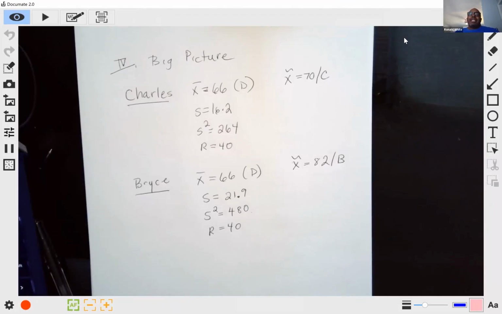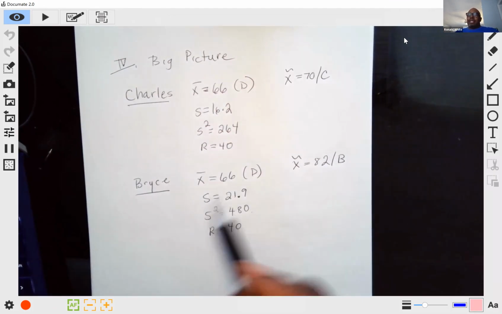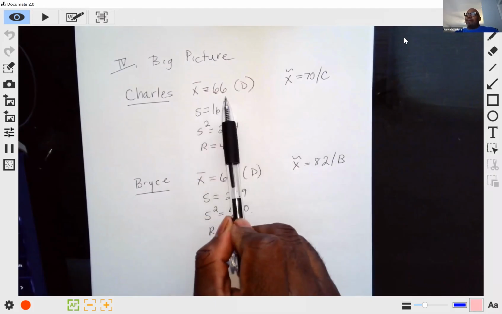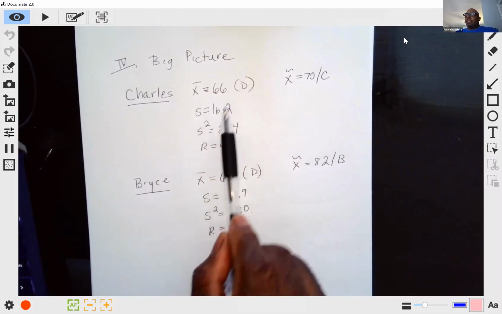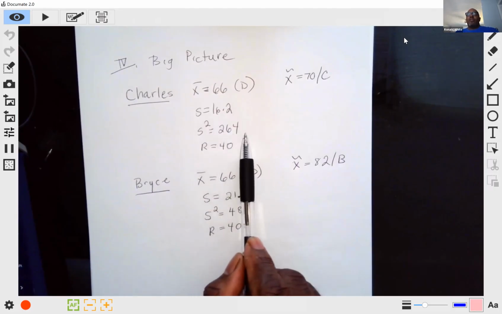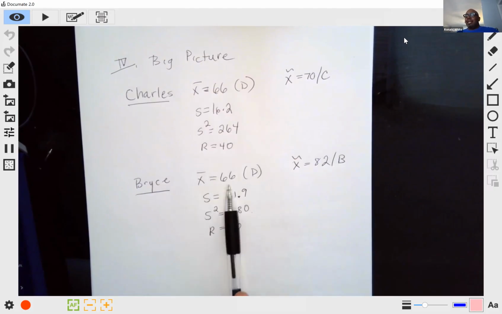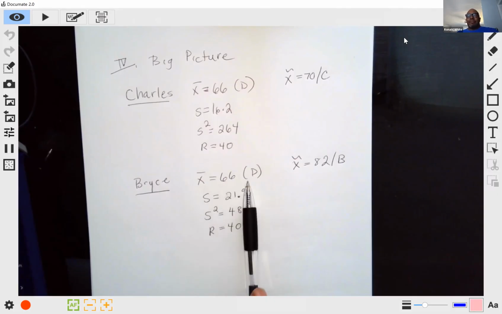So now let's look at this again. Charles's grades, let me use my little pointer here. Charles, on average, had a 66. Standard deviation 16.2, variance 264, range 40. Bryce, average grade was a 66, but we know we're not going to give Bryce a D. Standard deviation 21.9, variance 480, range 40.